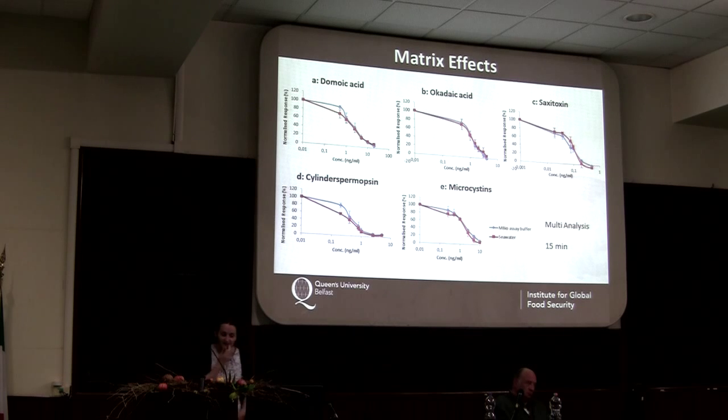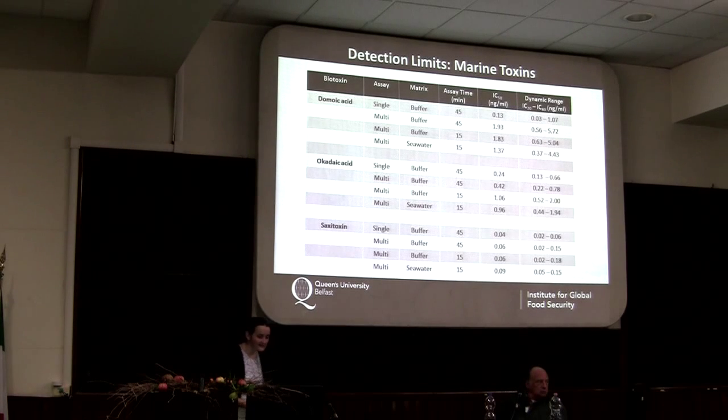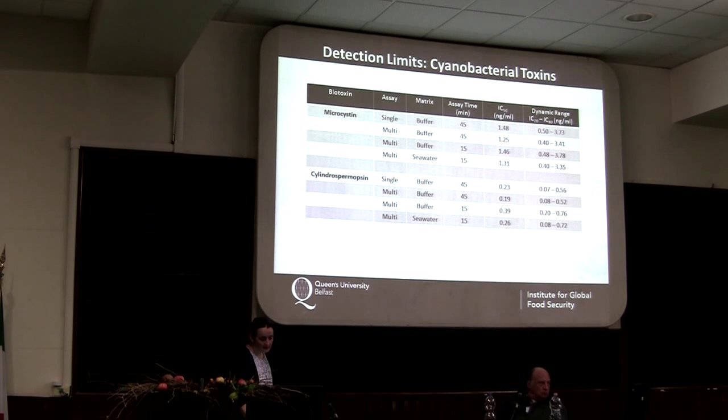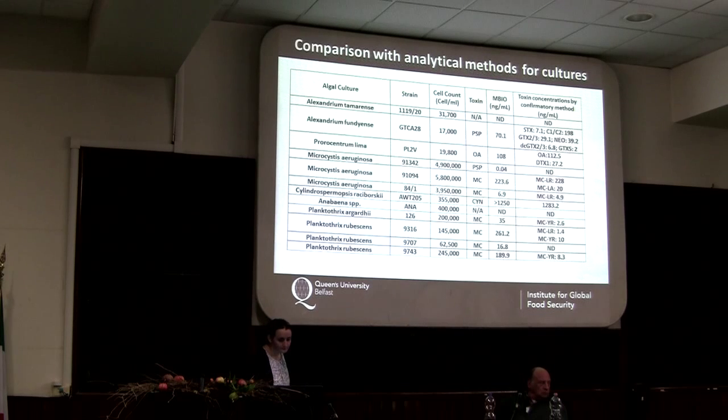When we looked at matrix effects, we looked at seawater in terms of the salt content and salinity, and there were little to no matrix effects for the 5 different assays. The sensitivity that we achieved, with the IC50s in the low nanogram per mil, is heading towards picogram per mil for the marine toxins, and the same then for the freshwater toxins as well.